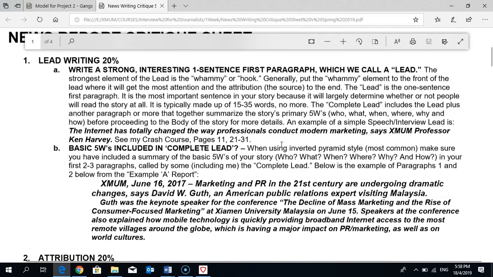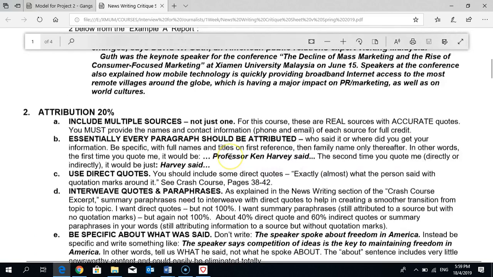Paragraph 2 gives more of the 5 W's. Guth was the keynote speaker at the conference, The Decline of Mass Marketing, the Rise of Consumer-Focused Marketing at Xiamen University, Malaysia on June 15th. Speakers at the conference also explained how mobile technology is quickly providing broadband internet access to the most remote villages around the globe, which is having a major impact on PR marketing as well as on world cultures. So as you go through the story, you would find that this basically summarizes the most important parts of that particular story.